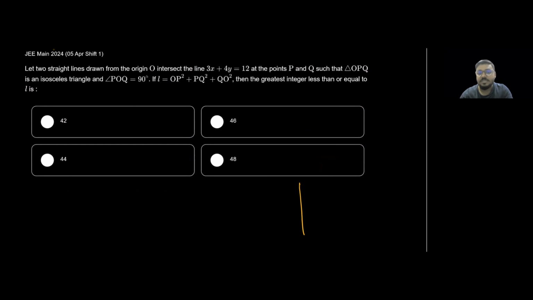So here we have this line 3x plus 4y equal to 12, which will be somewhat like this. From origin, they are saying OP and OQ are drawn such that the triangle is isosceles. Isosceles means OP and OQ will be equal because the angle at O is 90. Okay, we'll draw OP, let's say this one, and OQ a perpendicular line. So perpendicular line means this angle is 90. This is OQ. And since it's isosceles, OP is equal to OQ. Fine. So this length we have to calculate.